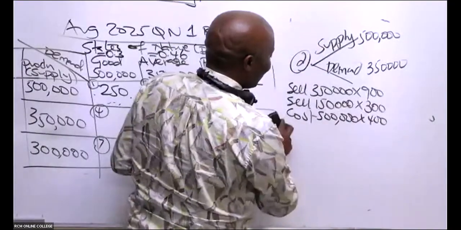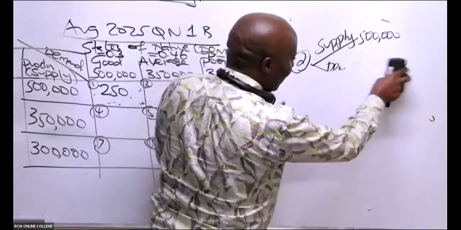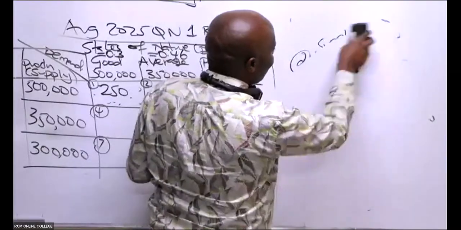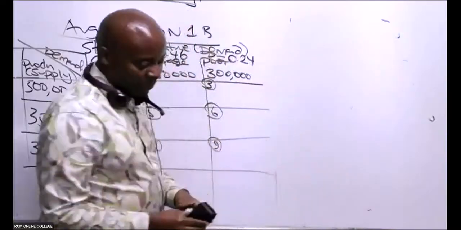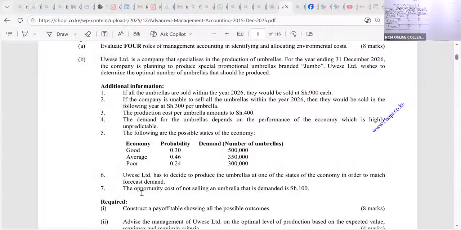Great. So then let's try reading this question again, because I think you haven't yet understood this question. Let's read it. Perhaps I may not have understood it either. It happens. Look at note number 7. The opportunity cost of not selling an umbrella that is demanded is what here, somebody? Is 100. How does that work according to your understanding?